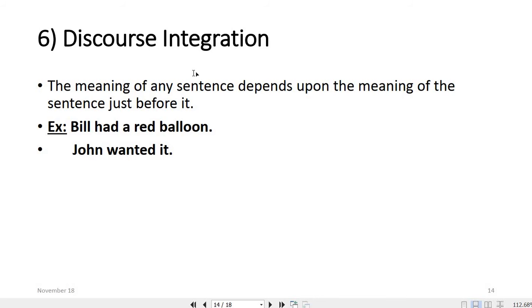So yes, a sentence can be dependent or can be independent. It can stand by itself. In this example, Bill had a red balloon, John wanted it. We know that these two sentences can stand by themselves. However, when we combine them, when we integrate them, there is a meaning behind it where we know that John wanted a red balloon. So discourse integration helps to describe the meaning of the sentences.